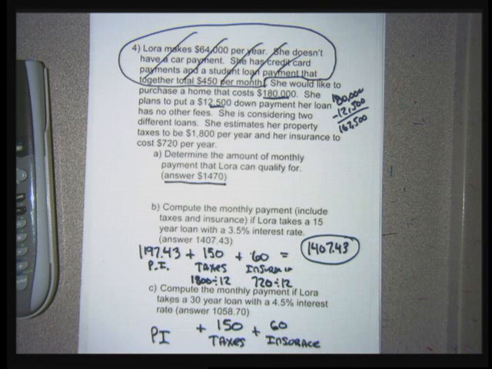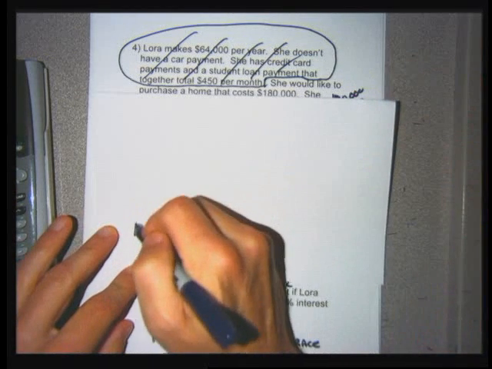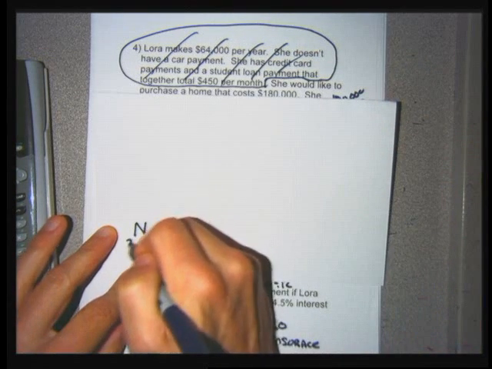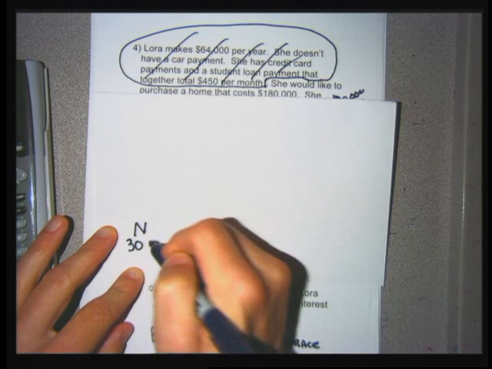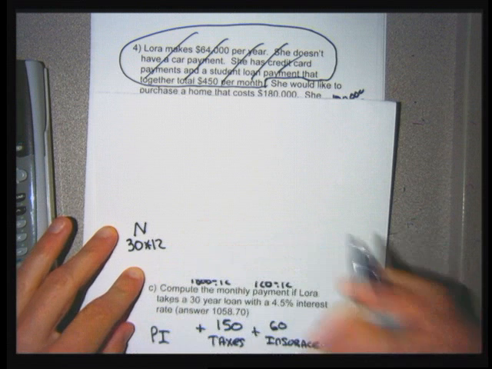Similarly, the insurance of $720 doesn't go up or get cheaper if you take a 15-year loan as opposed to a 30-year loan. The next thing I'm going to do is finish up Part C by computing the principal and interest part of her payment. And to do that, I'm going to use the TVM solver. The N is not going to be 30. That would be 30 months or 2.5 years. The N is going to be 360, which is 30 times 12.